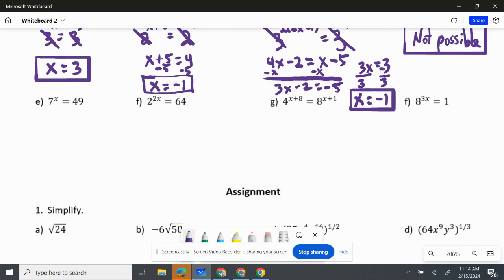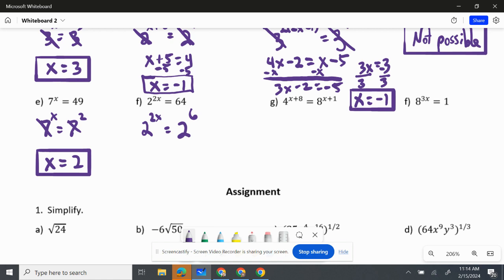Now, looking at the next one. For letter E, once again, we need a common base. 7 to the x equals 7 squared. The 7's cancel. x is equal to 2. For the next one, we need a common base. So we have 2 to the 2x. And then what we have is 2 to the 6th, which gives us 64. The 2's cancel. 2x is equal to 6. So x is equal to 3.